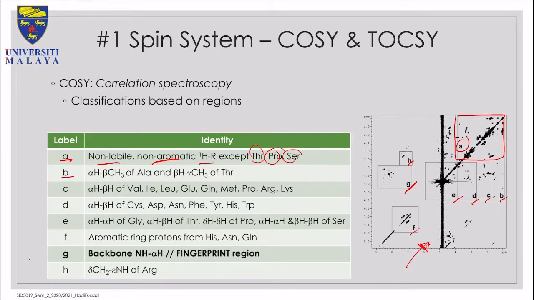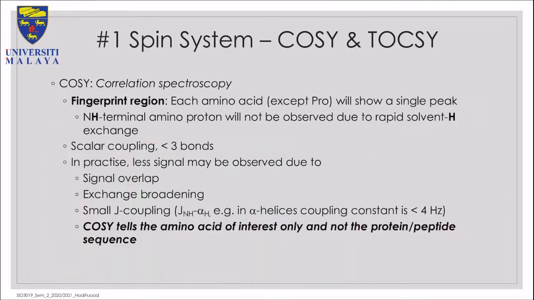These are all the regions, but the most important region that we normally use is the G region, which is the backbone of the peptide or protein. It is more of a fingerprint region, and this is the one we normally use. In the fingerprint region, each amino acid except proline will show a single peak. The NH terminal amino proton will not be observed due to rapid solvent exchange.